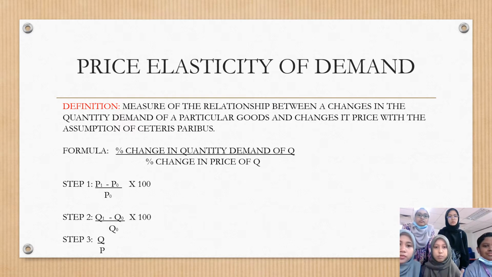Step 1: P1 minus P0 divided by P0, multiplied by 100. Step 2: Q1 minus Q0 divided by Q0, multiplied by 100. Step 3: Q divided by P.